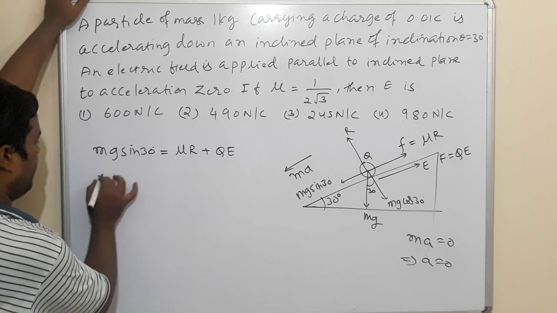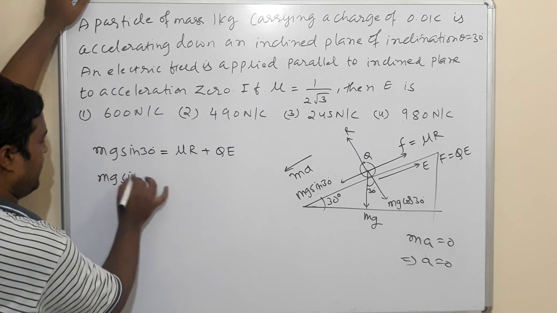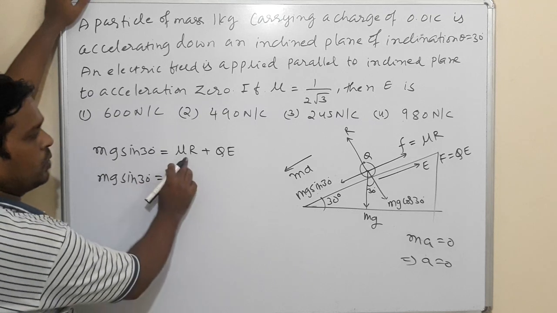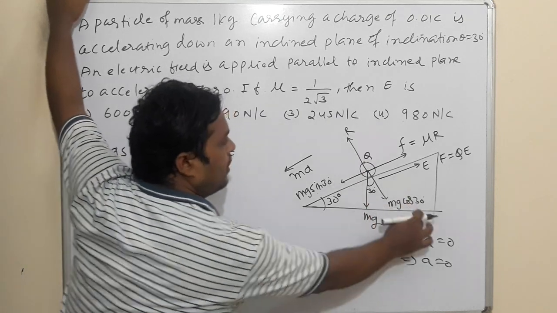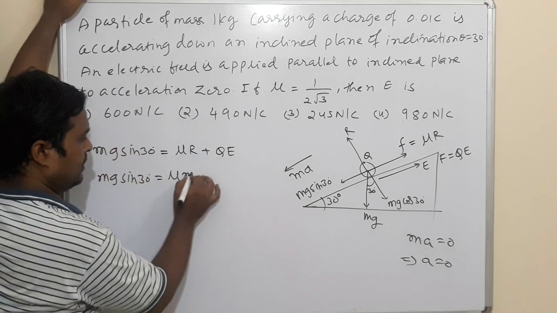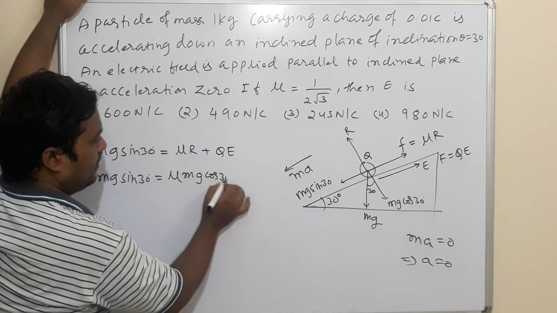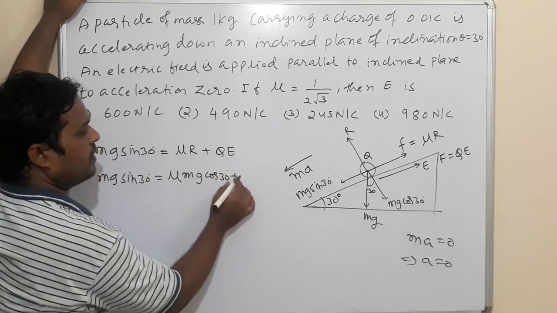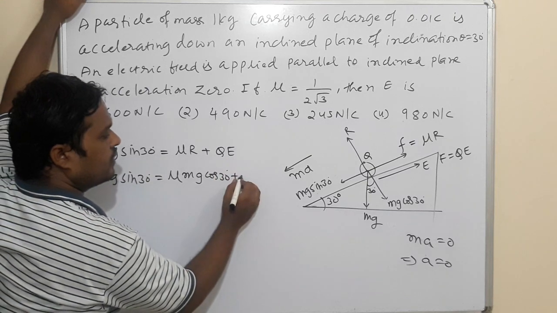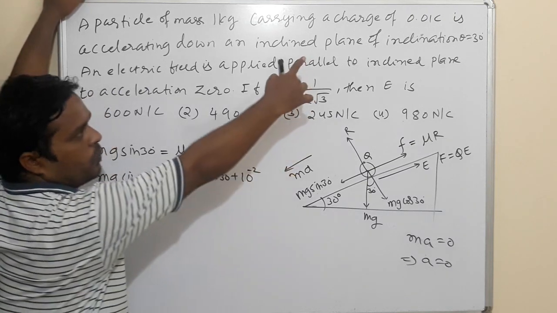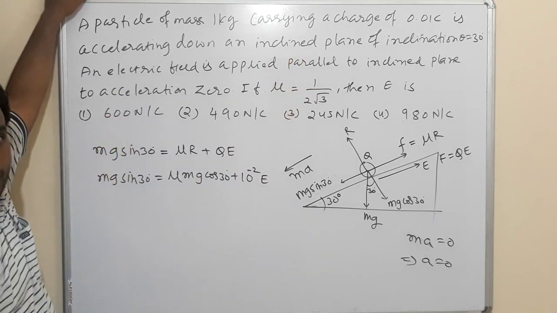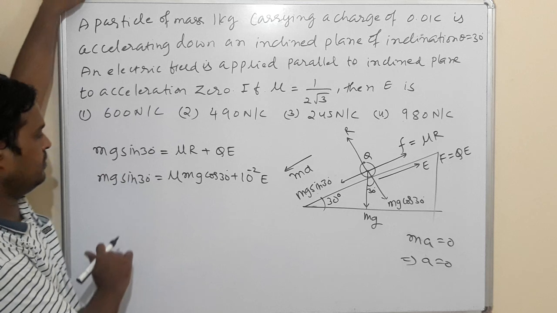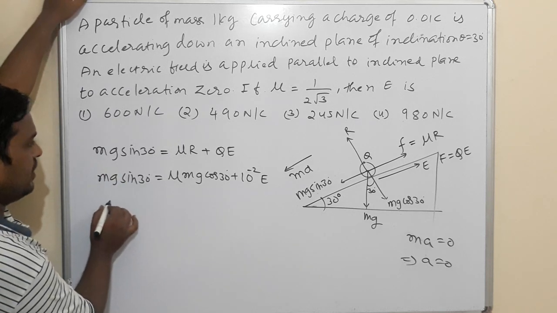Then this will be mg sin 30 is equal to, mu is as it is. In place of r, I will be writing mg cos 30 plus q into e. What is q? 0.01 means 10 raised to minus 2 into e I will write. I want to calculate e only.